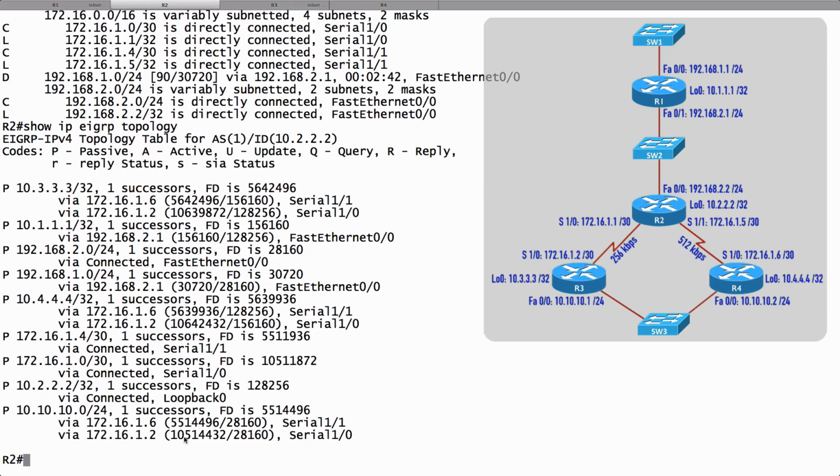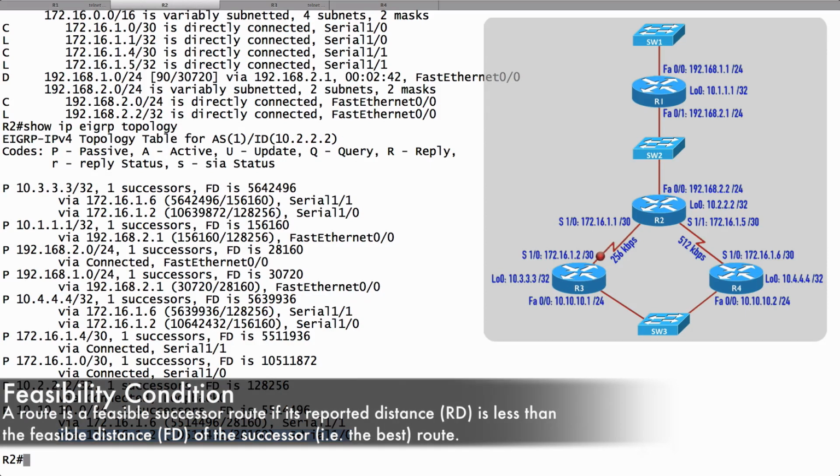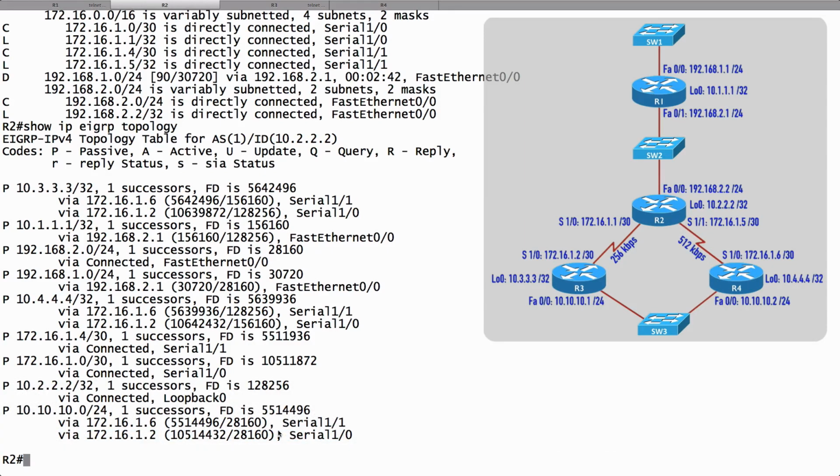However, the path via R3 is a feasible successor. In other words, if R2 detected that this preferred route went down, we would not have any sort of a waiting period while we try to discover a backup route. We've got this other route standing by, ready to take over. And the reason that's true is that this second route has met the feasibility condition. And the feasibility condition says that a feasible successor route will have a reported distance, or an advertised distance, which in this case is a little over 28,000, that is less than the feasible distance of our successor route.